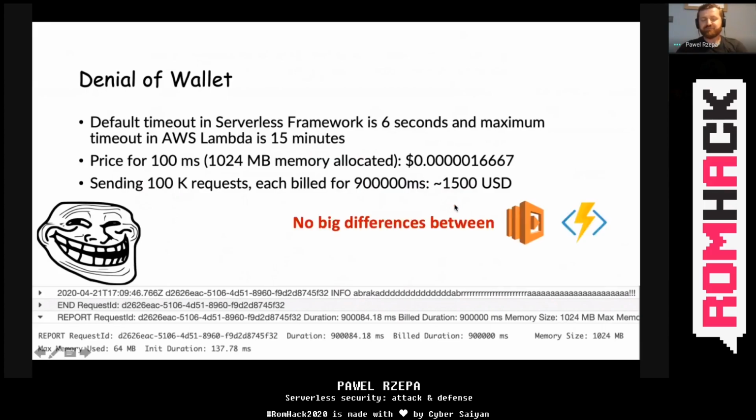And the denial of wallet can of course also be applied in Azure Functions and GCP functions. You also have to take into consideration the problem of somebody, on purpose or just by mistake, invoking your Lambda, or Azure function, or GCP function many times, and then you can pay a lot for it.